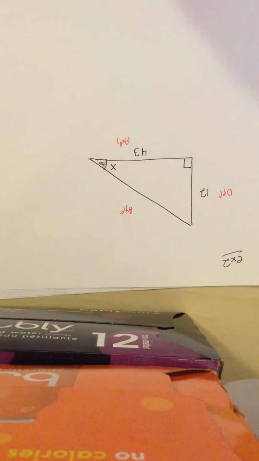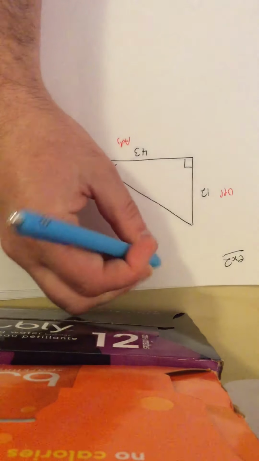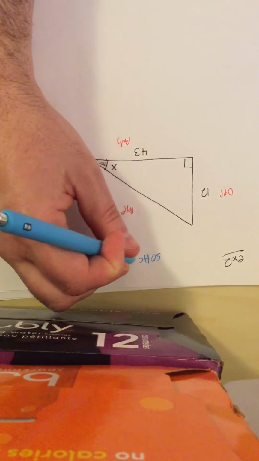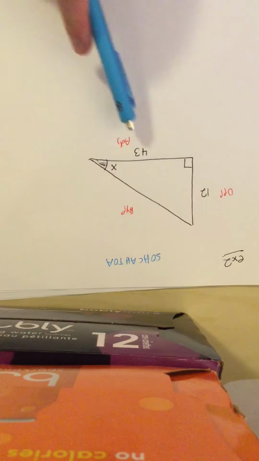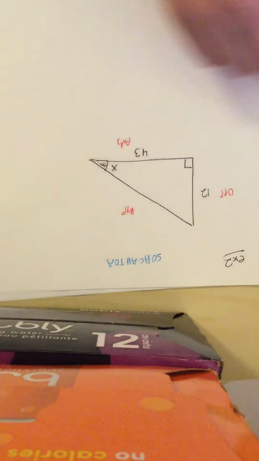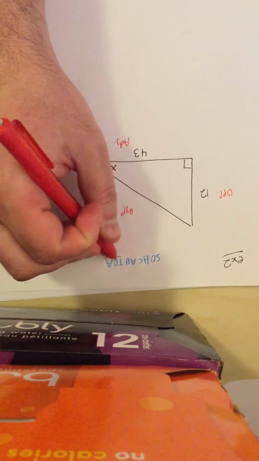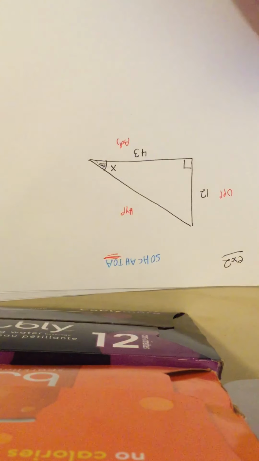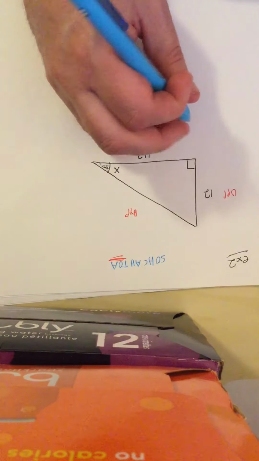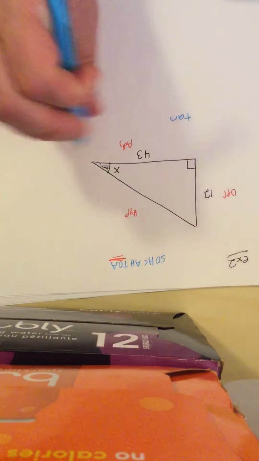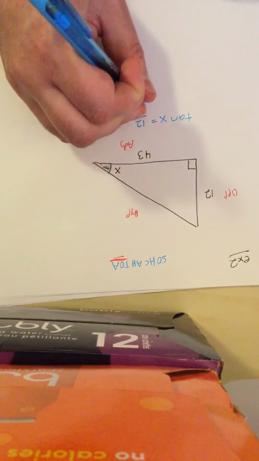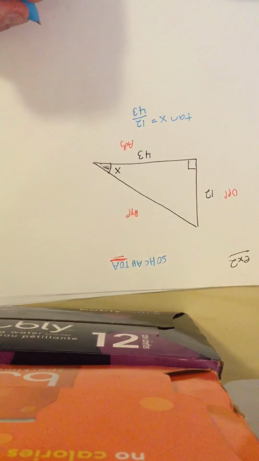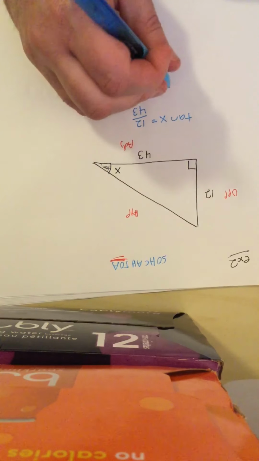I could go through all 3 of them and see which one works, but I'm not going to do that. Keeping SOHCAHTOA in mind, I need something that has an opposite and an adjacent. Opposite and adjacent is going to be tangent. So we're going to use the tangent ratio. So it's going to be tangent of, and I can't just write tangent, it has to be tangent of x is 12 over 43.